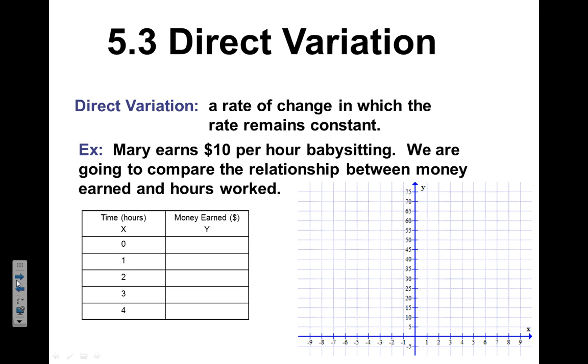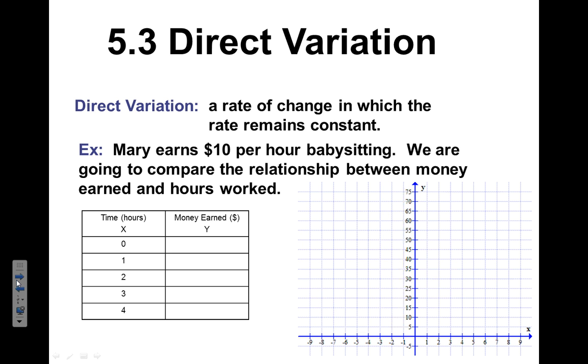So what we need to do to find the relationship is to graph it. So I've got here a table of values representing the relationship between time in hours and the money earned in dollars. Notice time is on the x-axis, money earned is on the y-axis. That way it's easy to graph x and y.